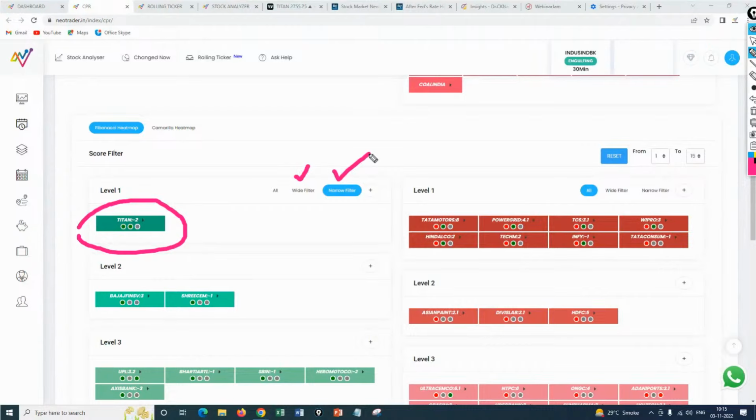the more time it will take for you to get confirmation. Anil Adya says most of the time when we scan, prices would have already reached T3.